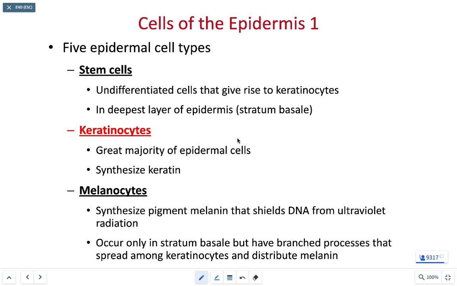And of the cell types that they form, the keratinocyte is the most common kind formed by the multipotent stem cells that are present in our epidermis.